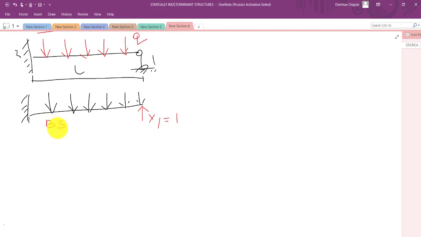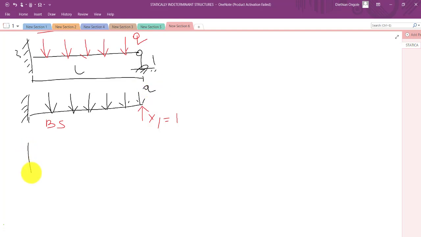After I come up with my BS, the next step is that I draw the bending moment diagram due to the action of the original loading, that is of magnitude Q, and then also draw the bending moment diagram due to the action of the force x1.